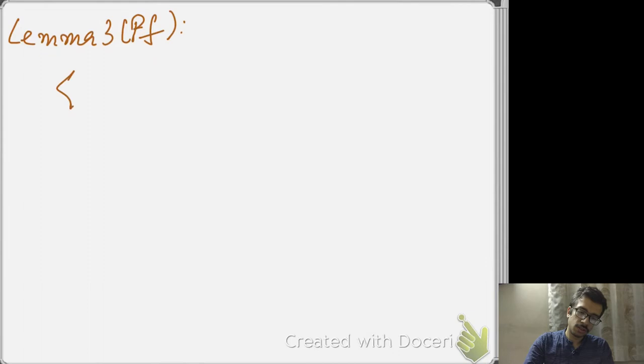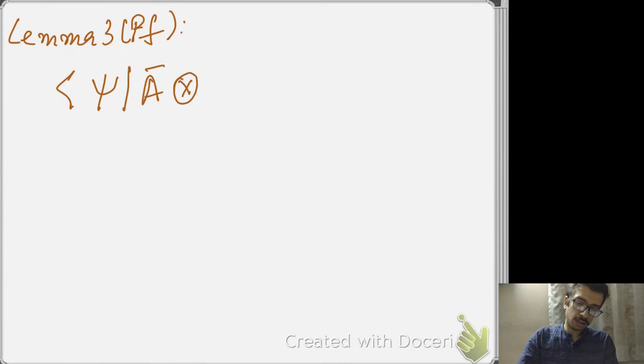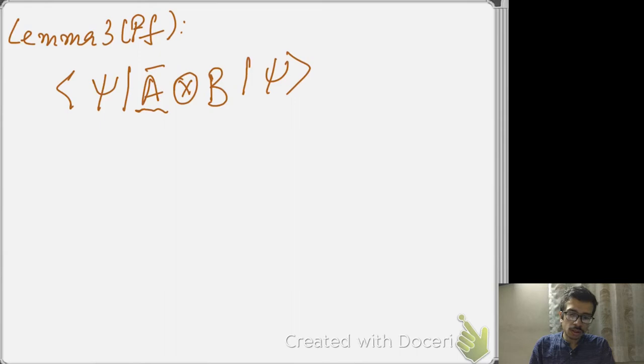So I have psi sandwiching A conjugate tensor B. Here A conjugate is just A where every entry is conjugated. And of course these are maximally entangled states, so this always goes without saying. We need to show that this equals 1 by D times the trace of A dagger B. So let's see how to prove this.